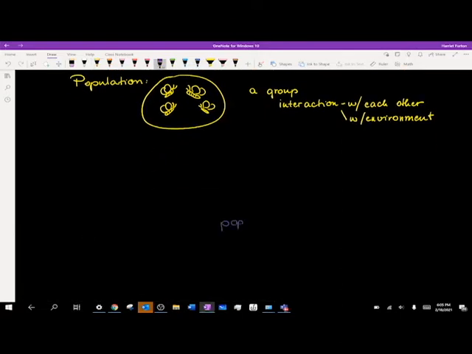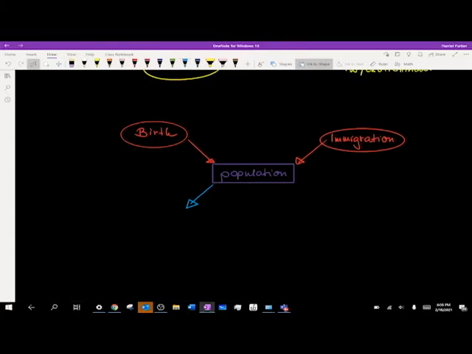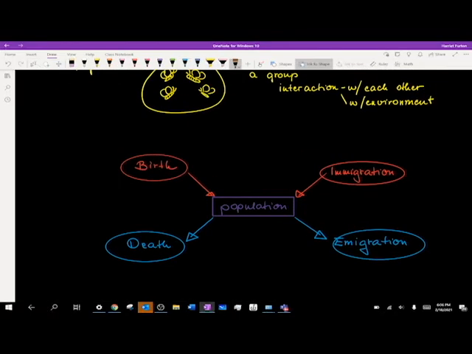The size of the population depends on how many organisms will be born into that population over a period of time. Also, how many organisms immigrate into that population, like we're talking about, for example, the birds, and how many organisms will leave the population because of death or because of emigration. So those four factors define the size of the population.